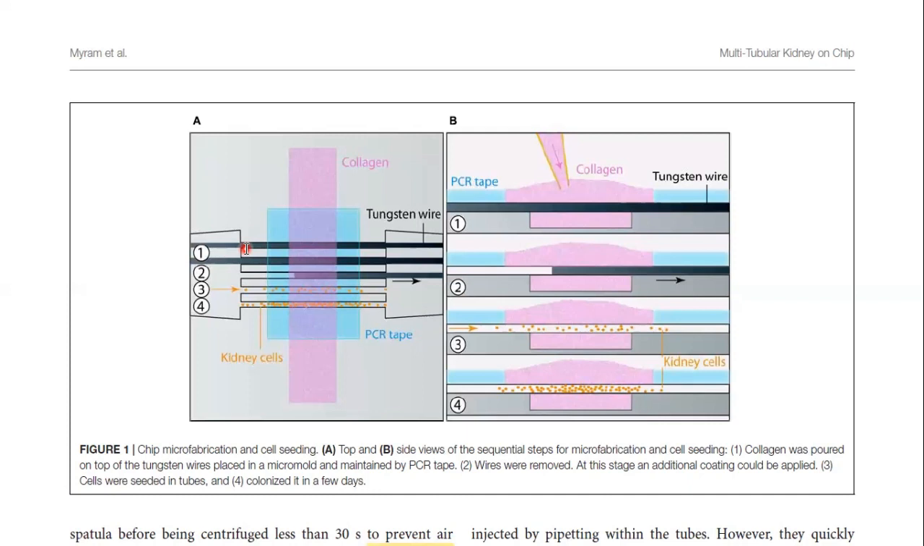Afterward, the COC plate was covered with a pressure-sensitive PCR tape. This is the PCR tape, and it is going to cause the wires to stay in the place that we desire. The PCR tape is located everywhere above the tungsten wires, except for the reservoir, which stayed open.